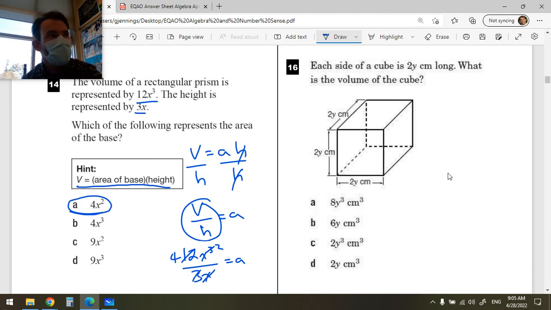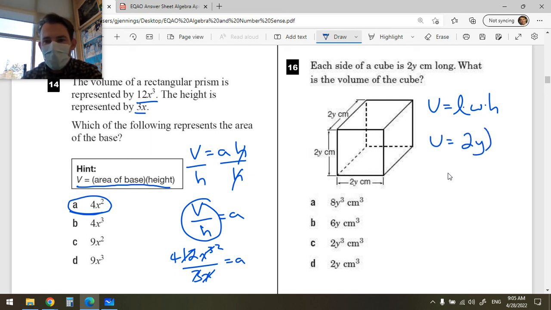And the last one in this series that we'll take a look at, if each side of this cube is 2y centimeters long, what's its volume? Well, let's take a look. If we have a cube, its volume, well, the volume of any rectangular prism is length times width times height. It just so happens that with a cube that length is width is height, so we can just cube those things. The volume is equal to 2y multiplied by itself 3 times.